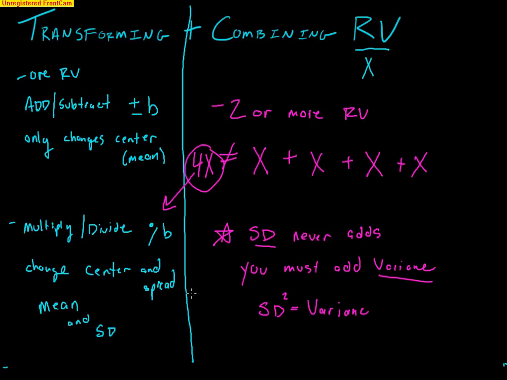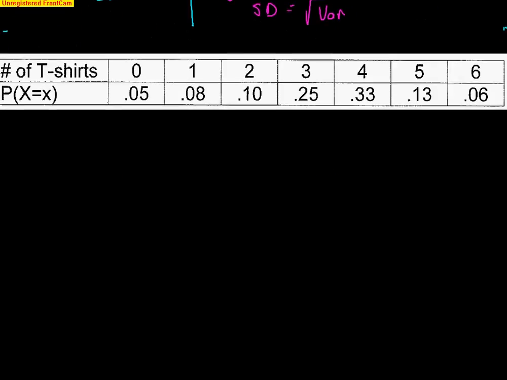All you got to do is do standard deviation squared. Likewise, the square root of variance is standard deviation. So that rule will make a lot more sense when we come to some examples, okay? So the first example I want to look at here is with a discrete random variable.